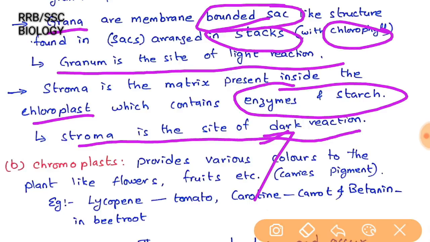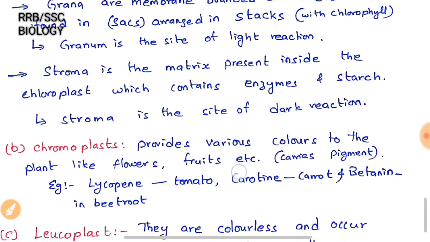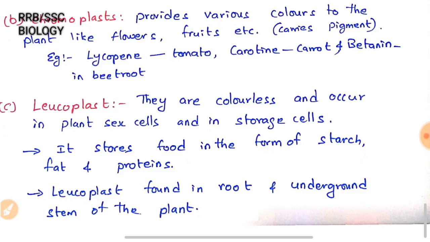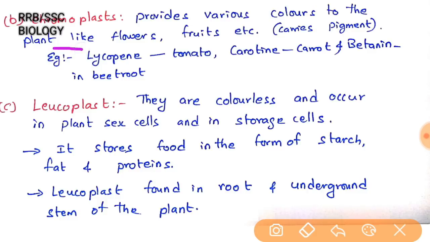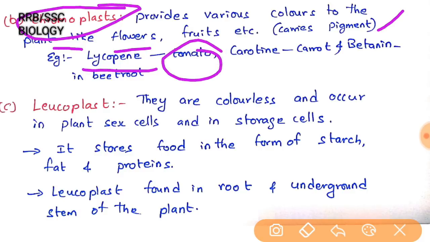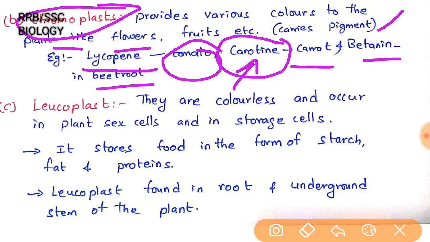Okay friends, see what is the other plastid we can find. We can find chromoplasts. These chromoplasts we have discussed in the photosynthesis. It provides various colors to some parts of the plants like flowers and fruits. These colors are given by the pigments carrying chromoplasts. For example, lycopene: tomato has lycopene, which gives red color. Carrot appears reddish orange in color due to the presence of carotene. Betanine is present in beetroot, which gives some violet color.